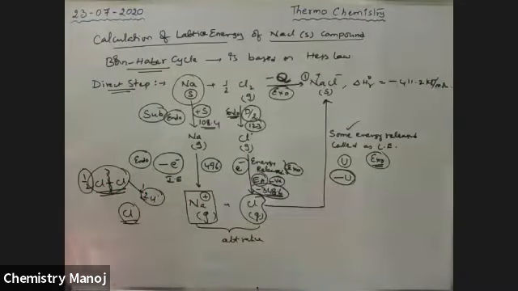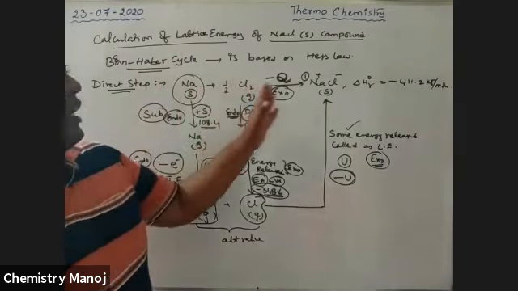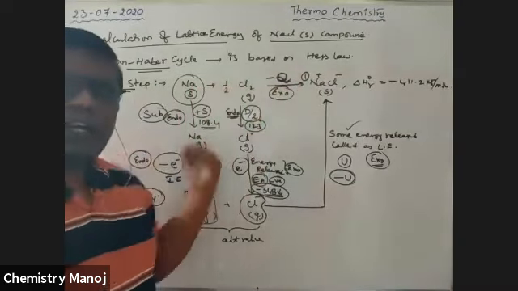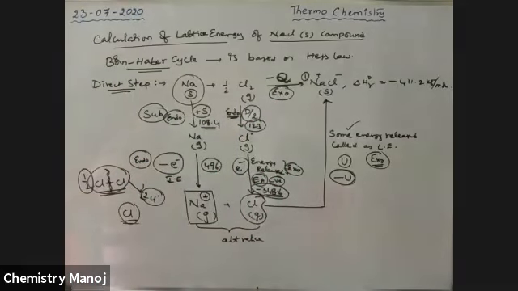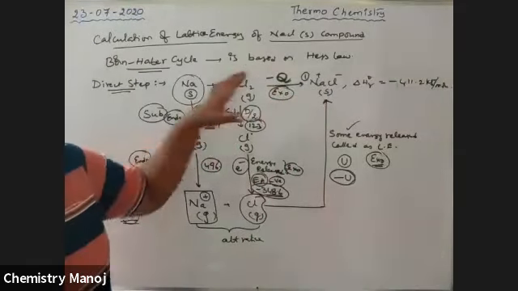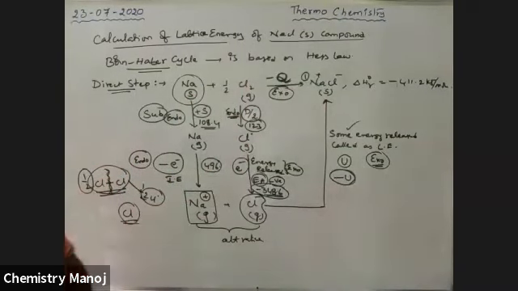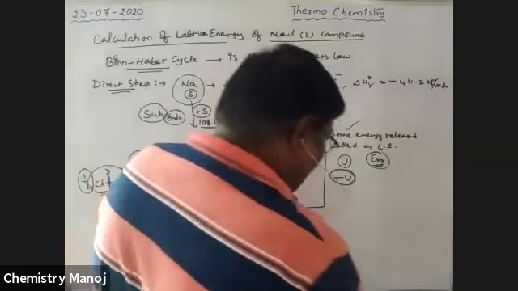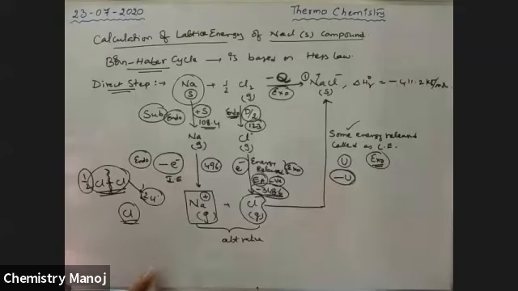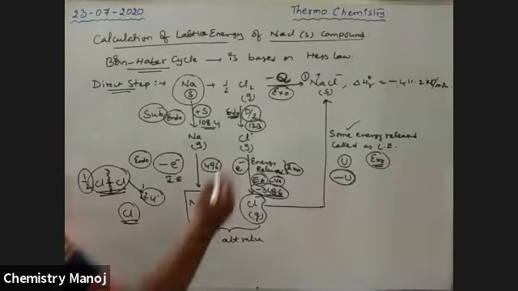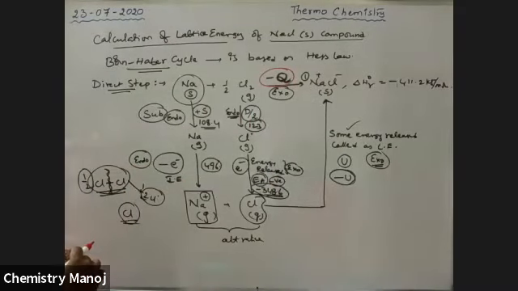So this is the way to convert Na and Cl2 into NaCl, either directly or indirectly. So according to our Hess law, direct step energy is the sum of the multiple steps energy. So now I am applying Hess law. What is the direct step energy? The direct step energy is minus Q.